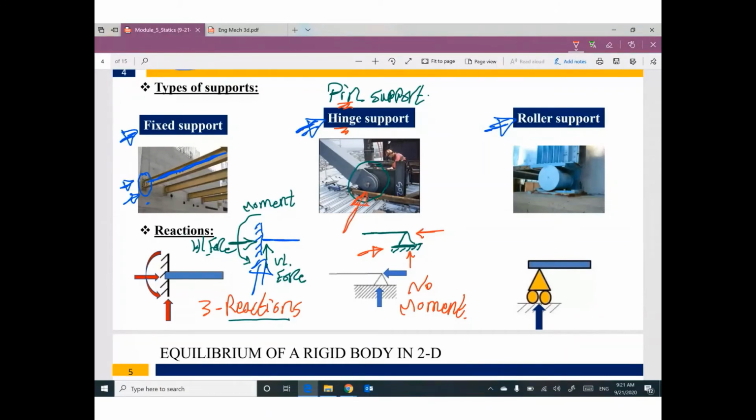The third type of support is called roller support. Sometimes, especially for a bridge, if you look under the beam of the bridge, you can find a cylinder like this one. This cylinder represents, for this beam or column, a roller support. If you have a roller support, we have only one reaction. Only one. This reaction is perpendicular to this base.